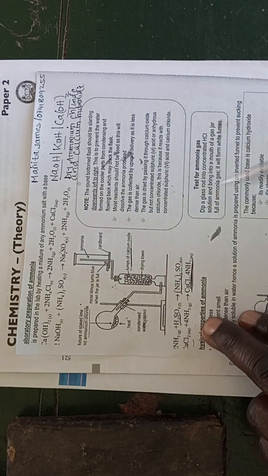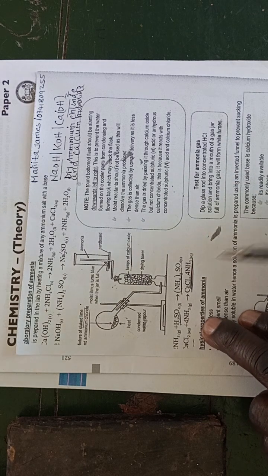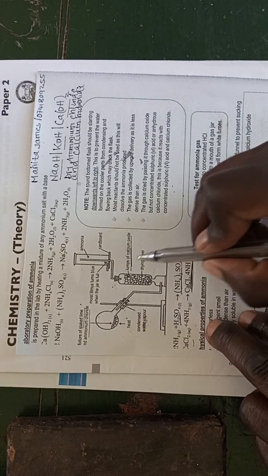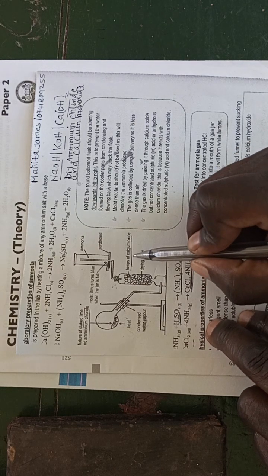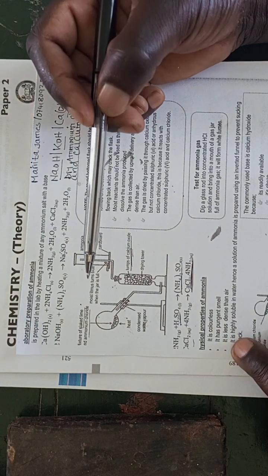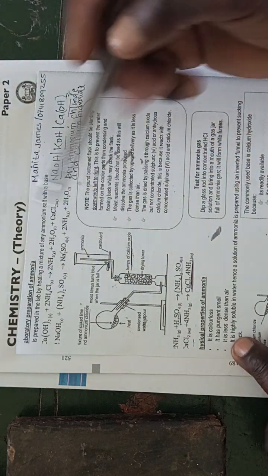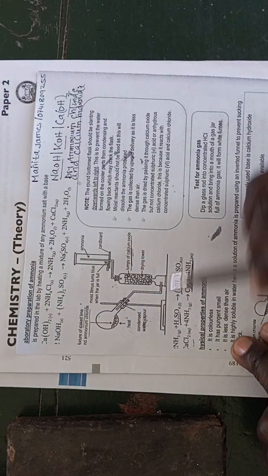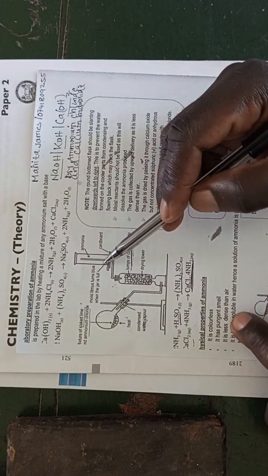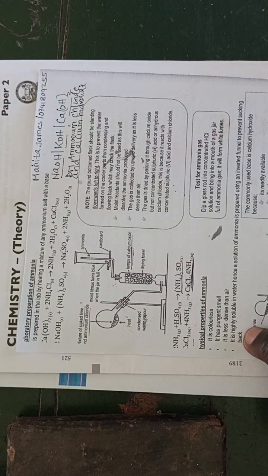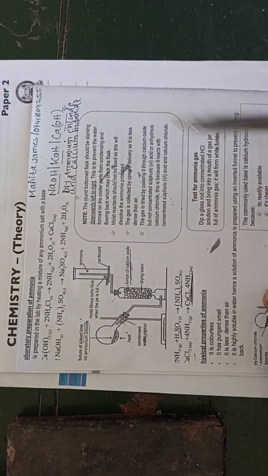So the best drying agent, the most suitable drying agent for the ammonia gas, is calcium oxide. And of course, as you can see from here, the gas is collected by upward delivery. Once the gas has been dried, it must be collected by upward delivery, because the gas is less dense than air.